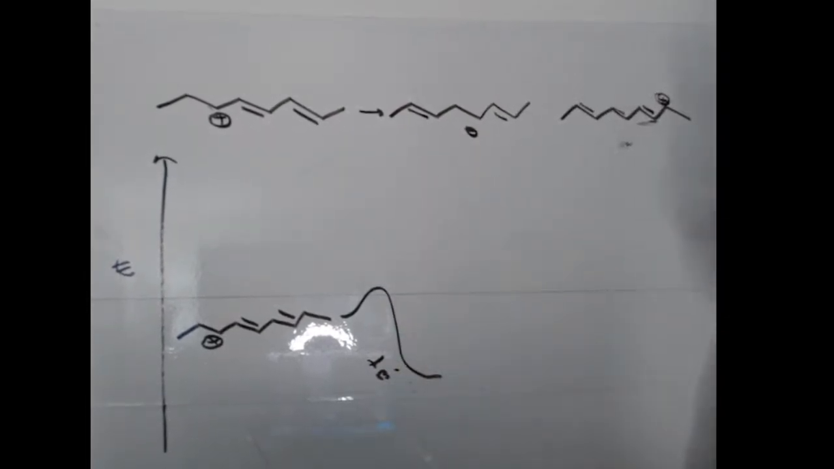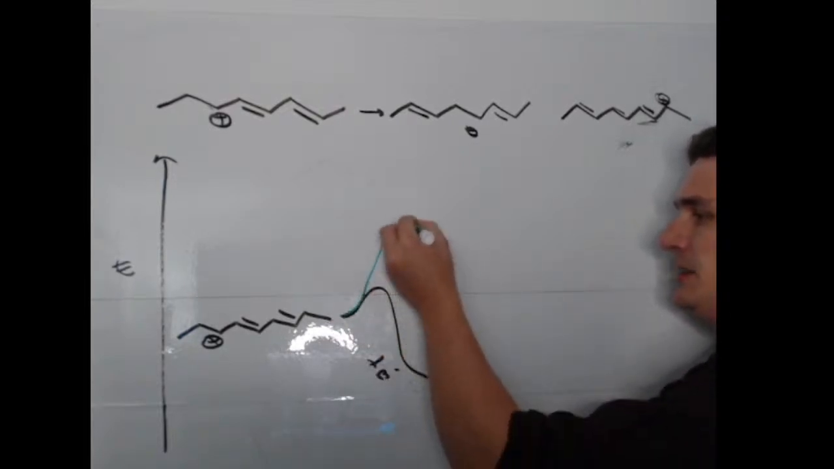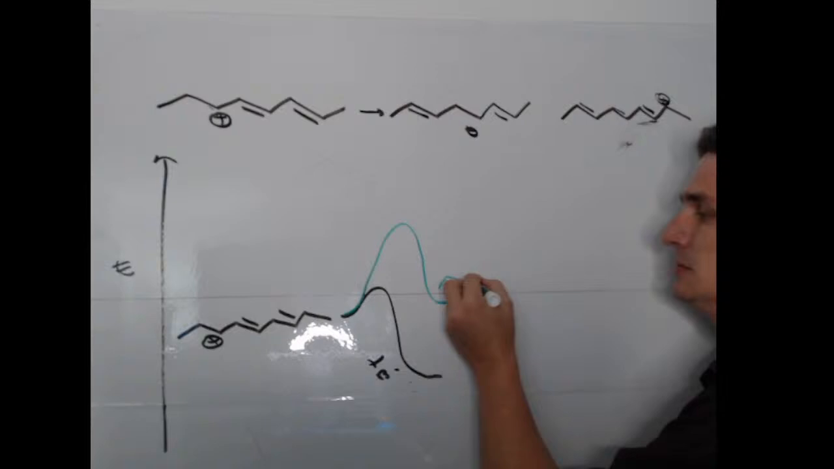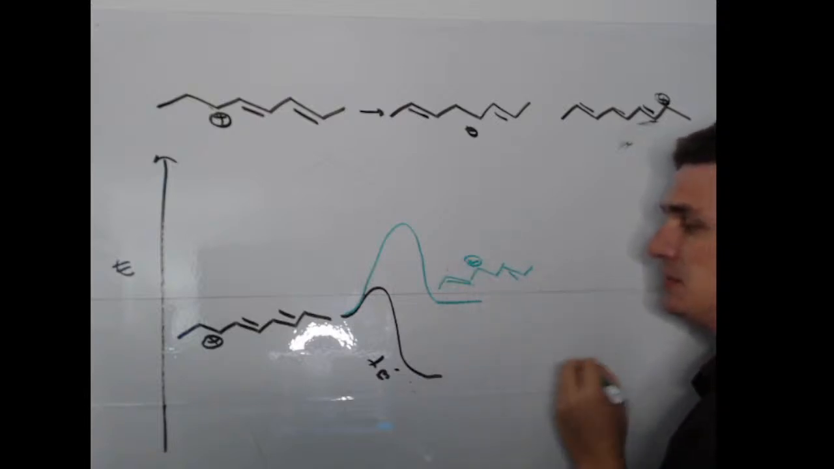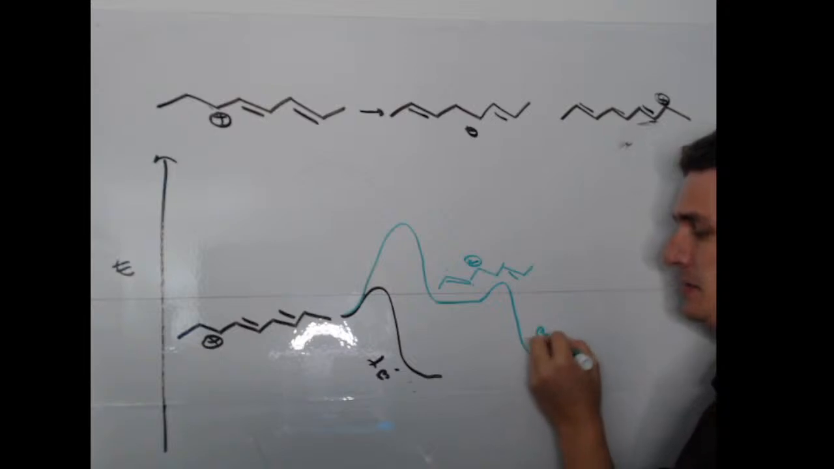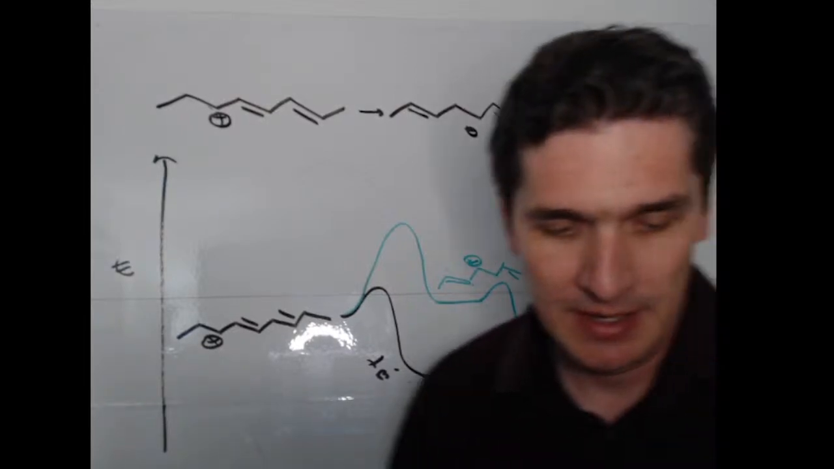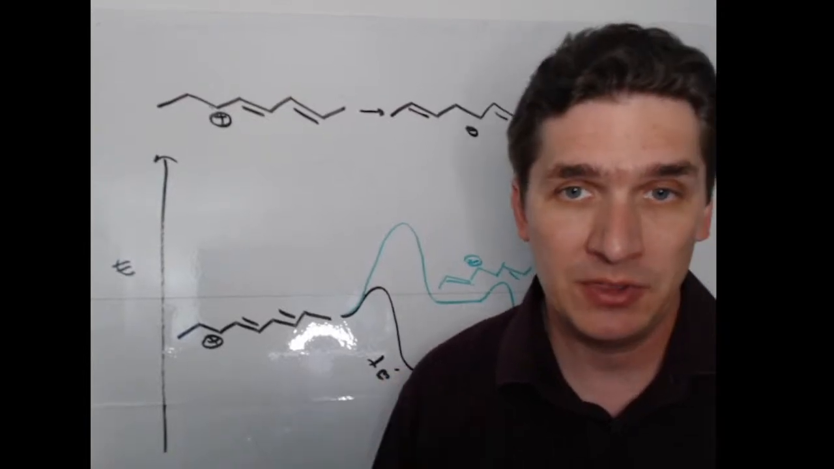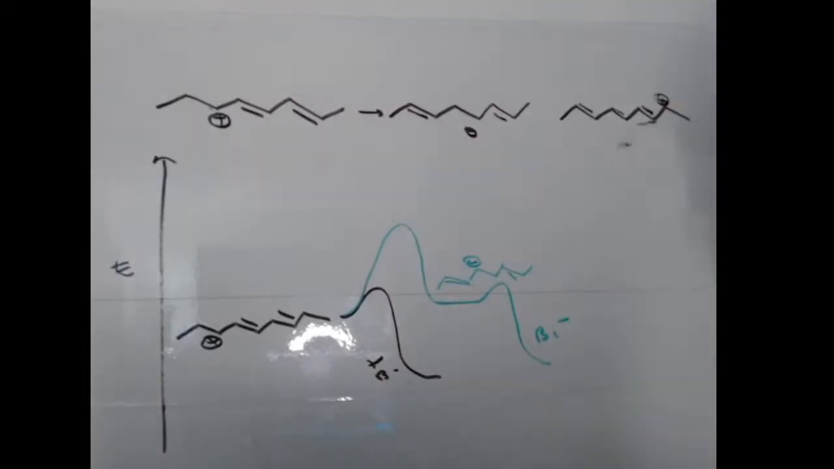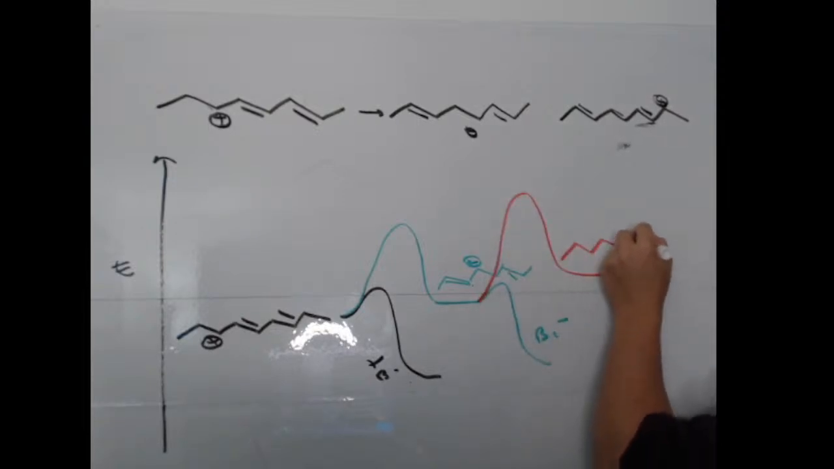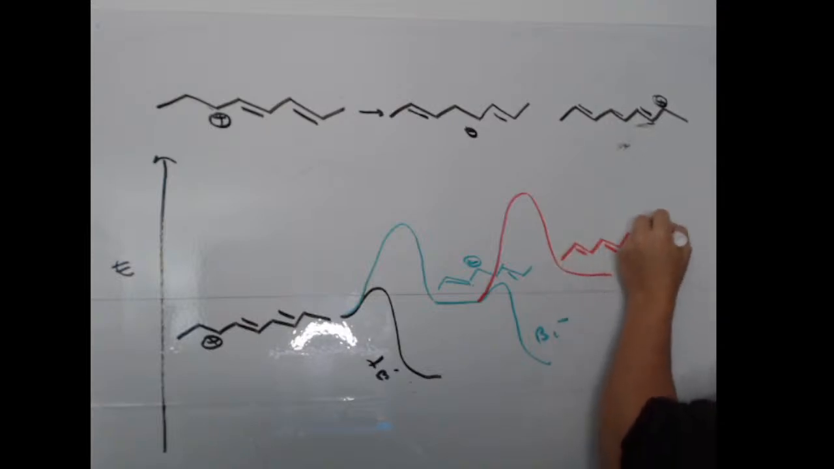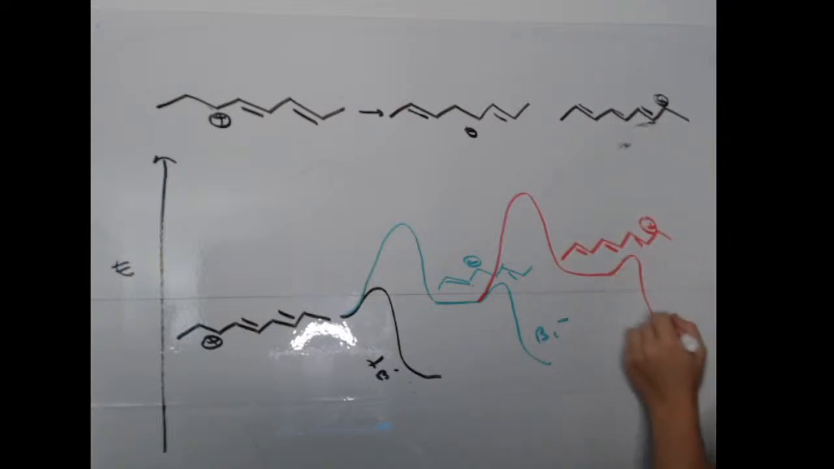To get to the second product, we have an activation barrier to get us to 1, 2, 3, 4, 5, 6, this product, and then it will have an activation barrier where it adds to the bromine. And then to get to the final one, we have another activation barrier, where now we've moved that carbocation to the end, and then we add the bromine.